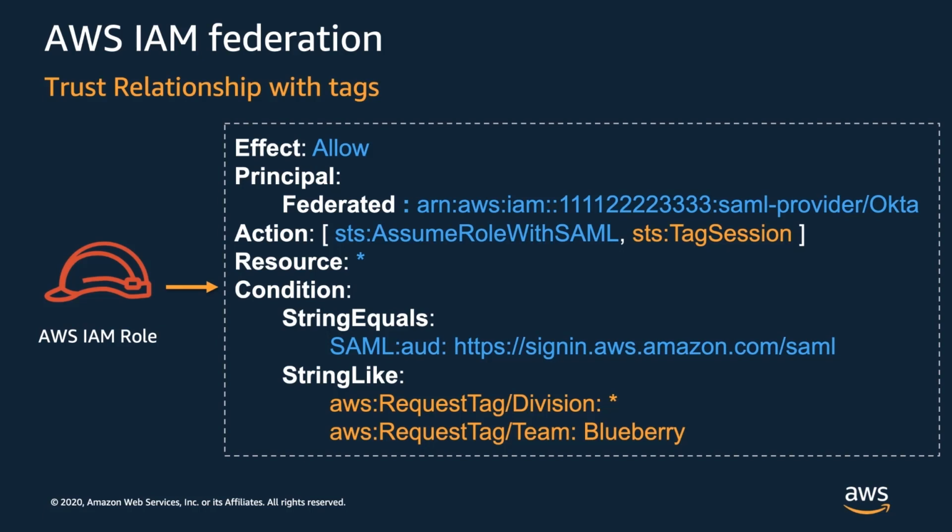You can see we've added a new action. So we've added STS tag session, as well as a new condition. So in this condition, we're requiring two specific tags. The user can be part of any division to assume this role, but they require that division attribute to be passed in as a tag. But they have to be part of the Blueberry team, which happens to be a cross-functional team across multiple divisions.